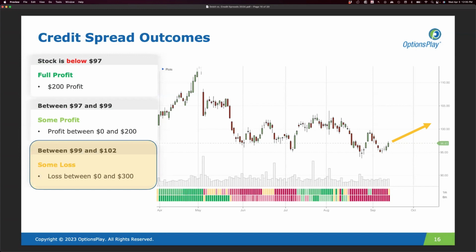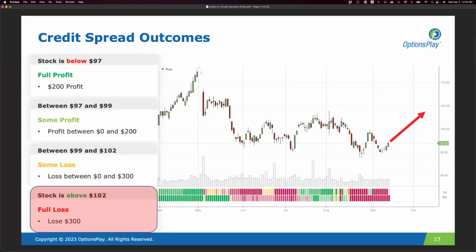And then only if the stock rises above your upper strike price of 102, that's when you will lose your full $300. But it doesn't matter how far the stock goes. If the stock goes to 102, you lose $300. If the stock goes to $150, you still only lose $300. If the stock goes to 1,000, you still only lose $300. So you cap your loss potential by buying that 102 call. And that's really why we trade these vertical spreads.